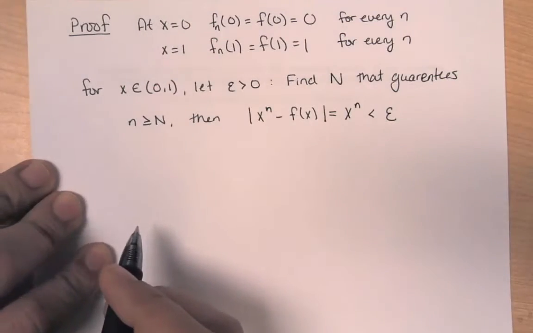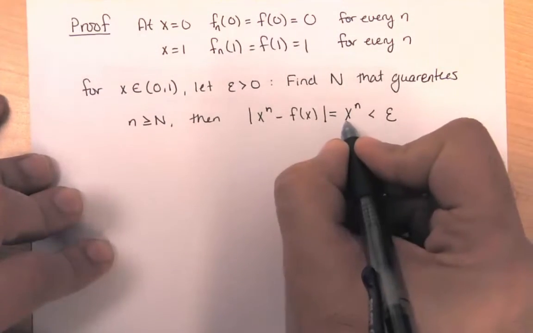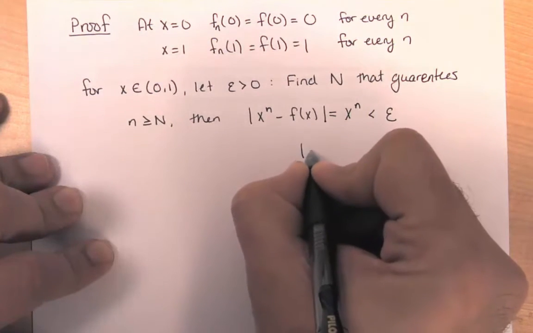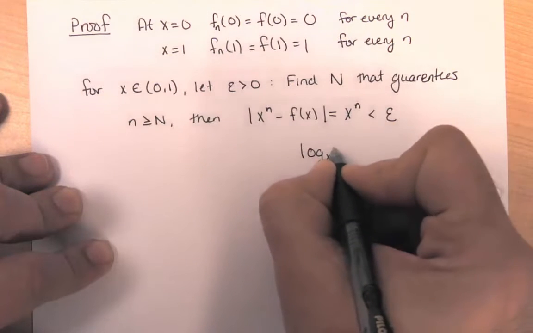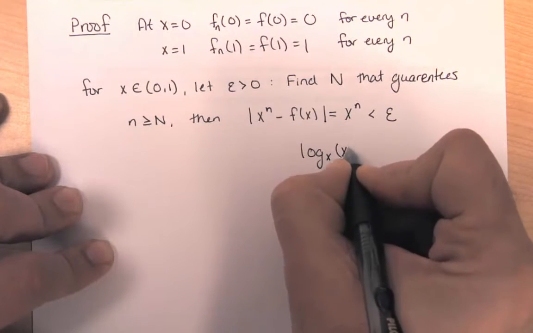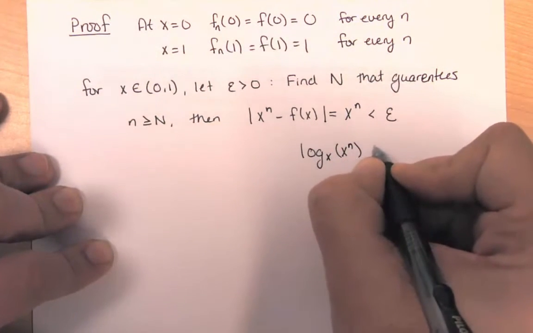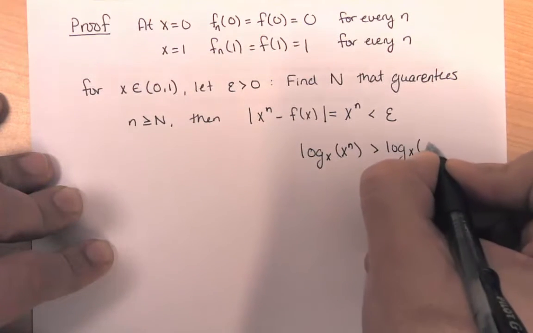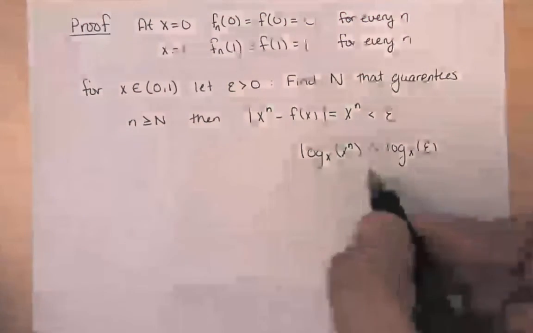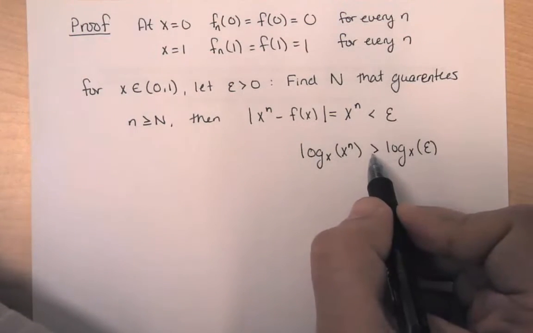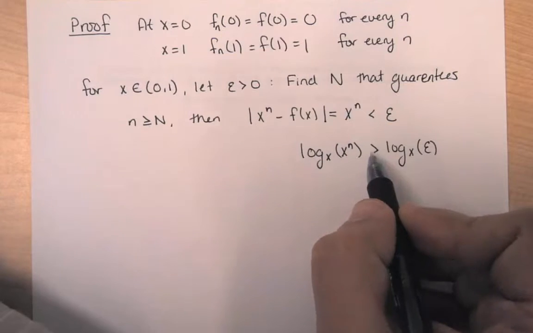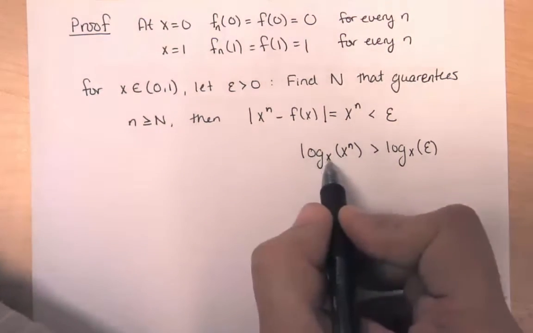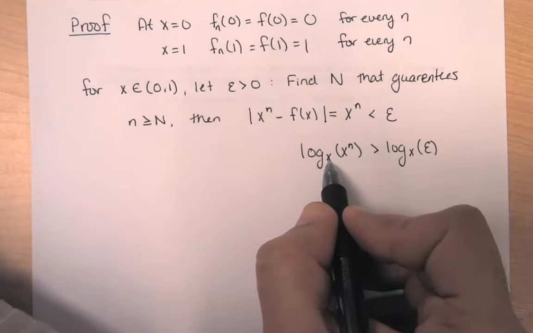So suppose I took the log base x of both sides. Now you may notice when I took the log base x of both sides that this flipped. That's because for x strictly between 0 and 1, log base x is a decreasing function.